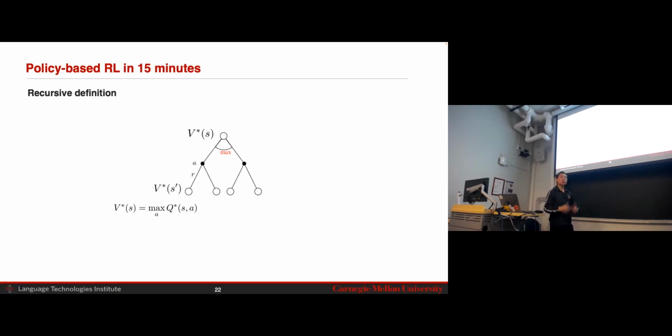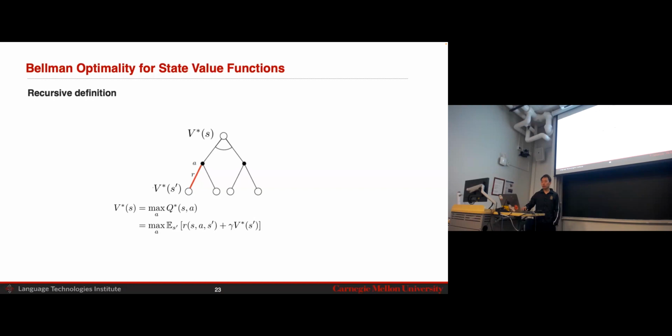And I kept mentioning that there is some recursive definition, right? And this recursive definition shouldn't be very surprising. You can essentially write the optimum value of that state as a max over the best optimal action value from that state. And once you go into those actions, you can then write it as the reward, the immediate reward of taking that action, plus when you go into the next state, the optimal state value function in that next state. So very easy, right?